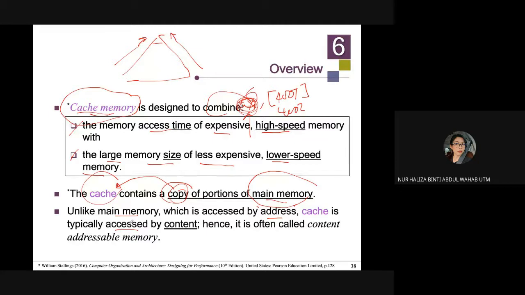So it is typically accessed by content. If you want to access the cache, you will look into the content itself, not the address. That's why in terms of cache, you can call it by a different name, which is content addressable memory.